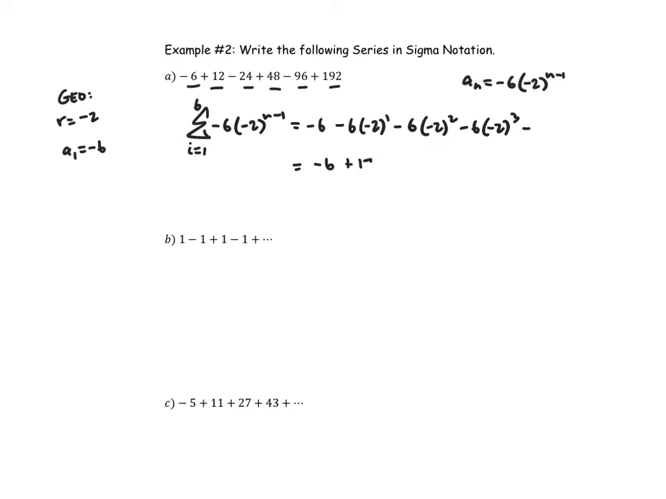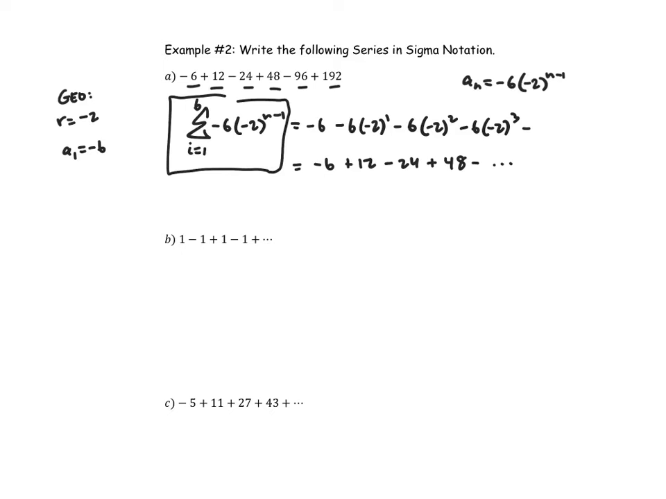That would be plus a 12. Yeah, that would be minus a 24. That would be plus a 48, and etc. We're going to get what we want. Therefore, this is the correct setup of sigma notation for that series.